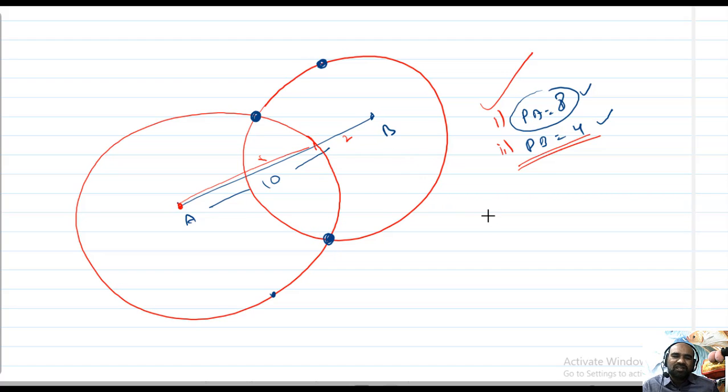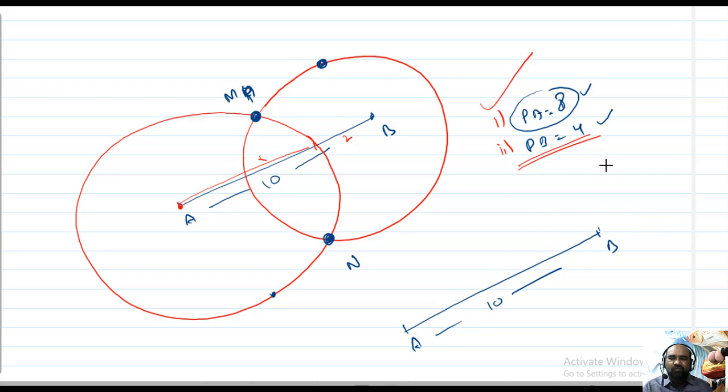I can say the locus is 2 points. Don't think the locus is always a circle or a line, not like that. The locus may be a point, the locus may be a curve. So in this example, the locus is nothing but 2 points, say m and n. So here the locus is nothing but the 2 points m and n. Understood?